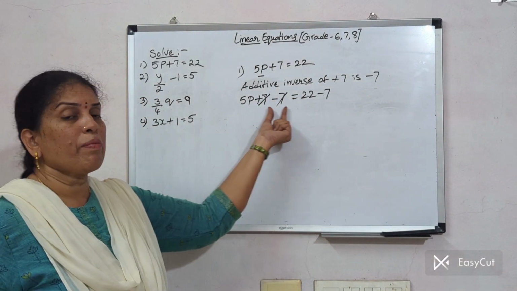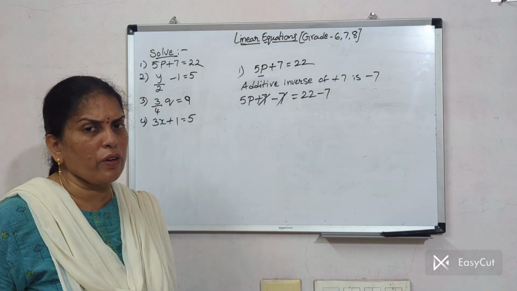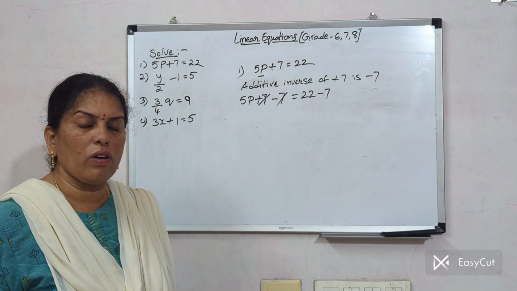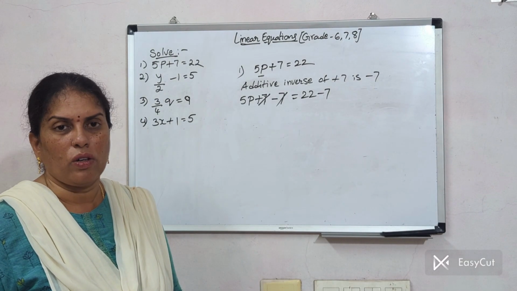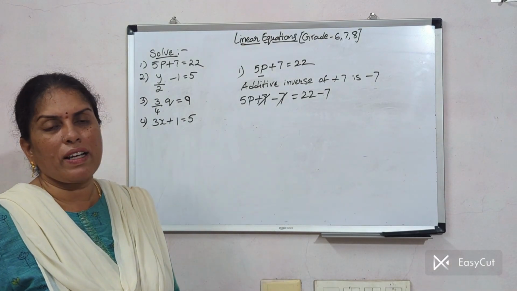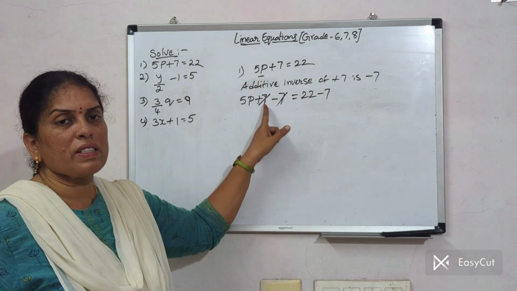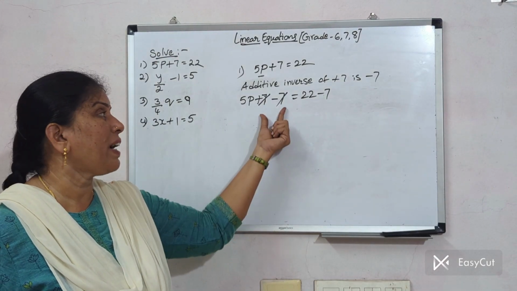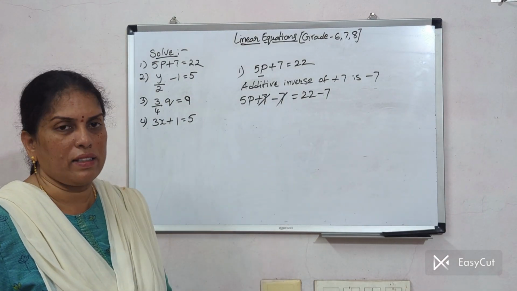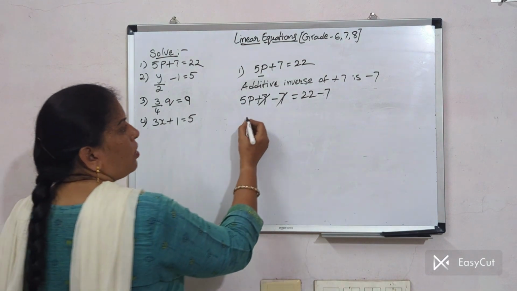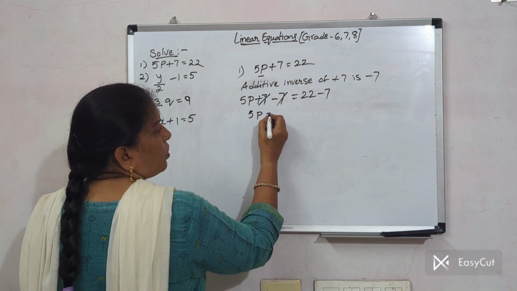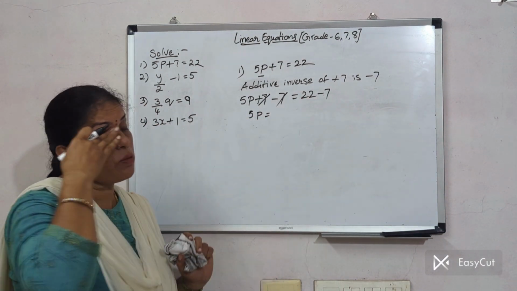Why? Plus 7 minus 7 value is how much? 0. Plus 1 minus 1 is 0. 1 minus 1 is 0. 2 minus 2 is 0. 3 minus 3 is 0. Same numbers, opposite sign, value will become 0. Instead of writing 0, we can cancel like this. All of you understood? So, 5p is equal to 22 minus 7.